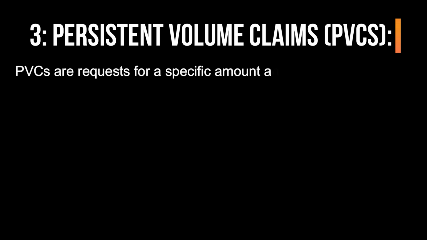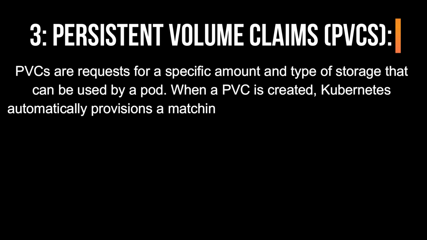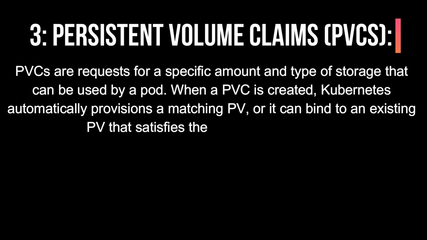3. Persistent volume claims. PVCs are requests for a specific amount and type of storage that can be used by a pod. When a PVC is created, Kubernetes automatically provisions a matching PV, or it can bind to an existing PV that satisfies the claim's requirements.